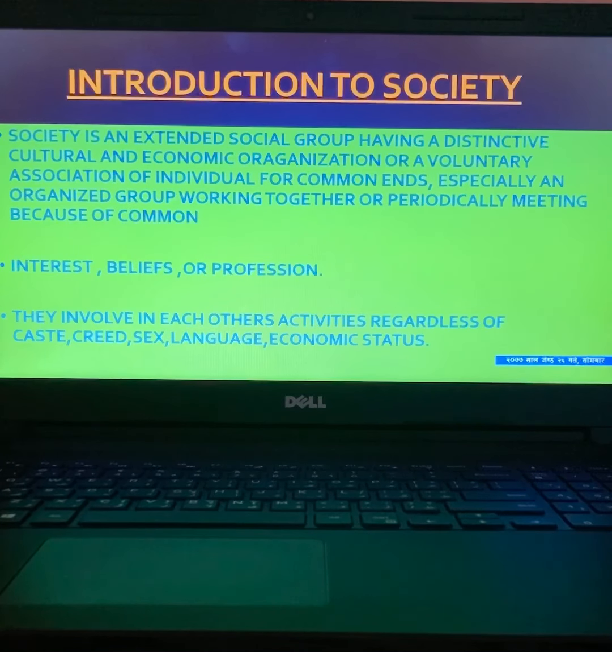So the first one is introduction to society. We all are familiar with the word society because we live in a society. So society is an extended social group having a distinctive culture, economy, organization, or voluntary associations of individuals for common ends, especially an organized group working together or periodically meeting because of common interest, belief, or profession. Society is an extended group.